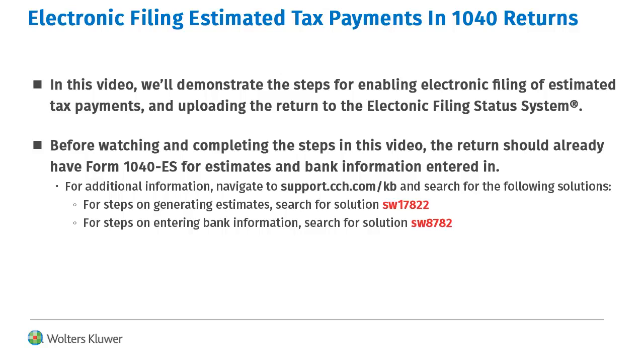Before completing these steps, estimates and bank information should already be set up in the return. To see steps on adding these, go to support.cch.com/KB and search for the article numbers listed above.